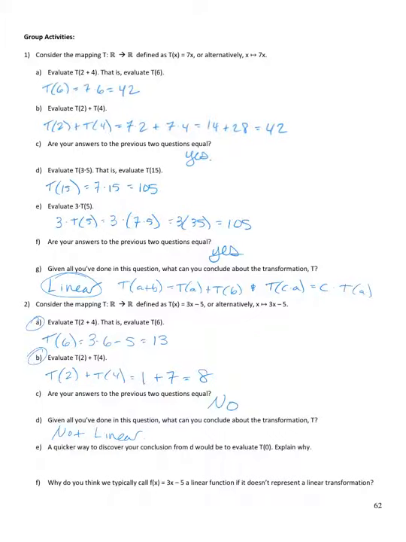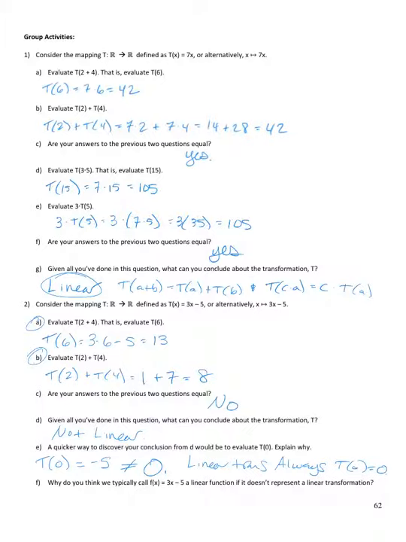A quicker way to discover your conclusion from D, that this is not a linear transformation, would be to evaluate T of 0. So T of 0 is negative 5, which is not 0. For a linear transformation, it's always true that T of 0 equals 0. So if you get T of 0 equals something that's not 0, it's not a linear transformation.